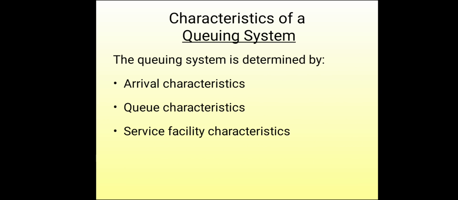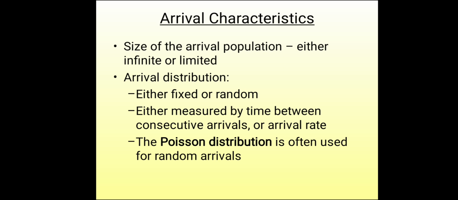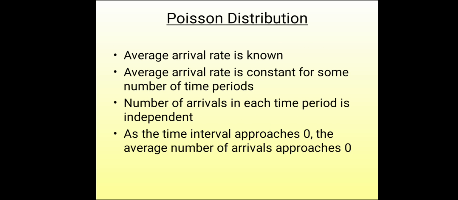Okay, the queuing system is determined by arrival characteristics, queue characteristics, and service facility characteristics. The size of arrival population, either it is infinite or limited. Then arrival distribution is also important. You have to consider either it is fixed or random, either measured by time between consecutive arrivals or arrival rate. The Poisson distribution is often used for random arrivals. So arrival characteristics are very important.